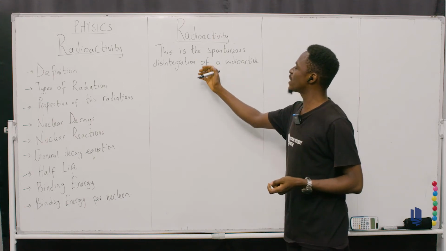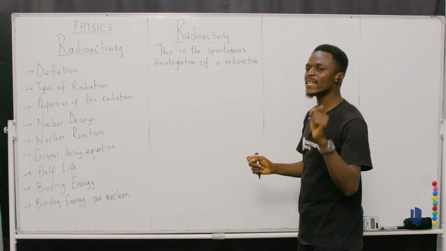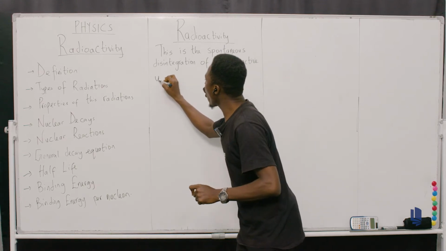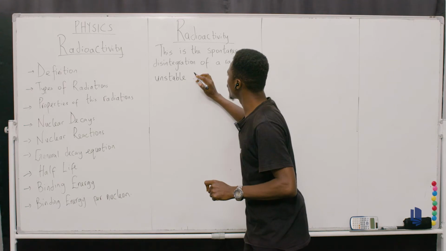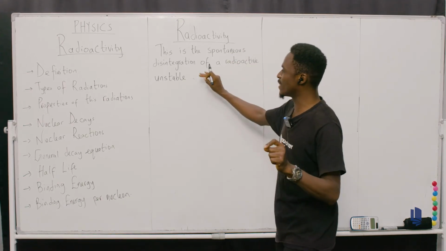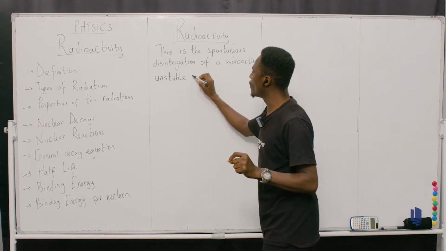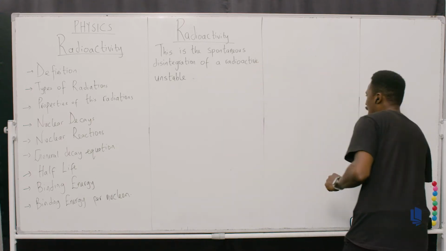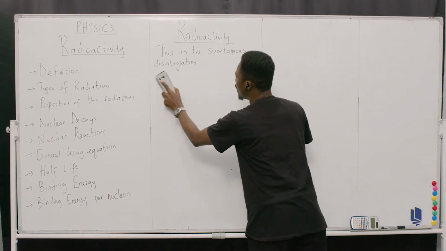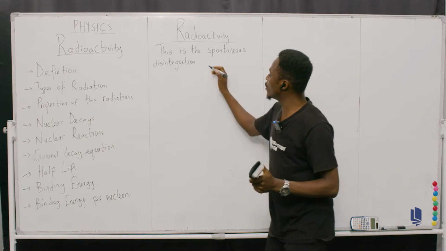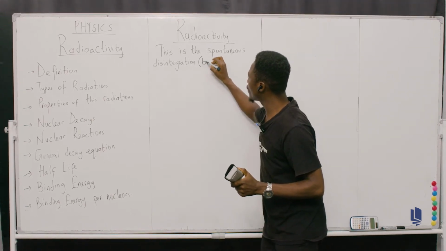Okay, we have that radioactivity is the spontaneous disintegration of a radioactive, unstable, note that word, unstable material. Another word for disintegration is breakdown. What is the simple English for the word disintegration? We're having breakdown.